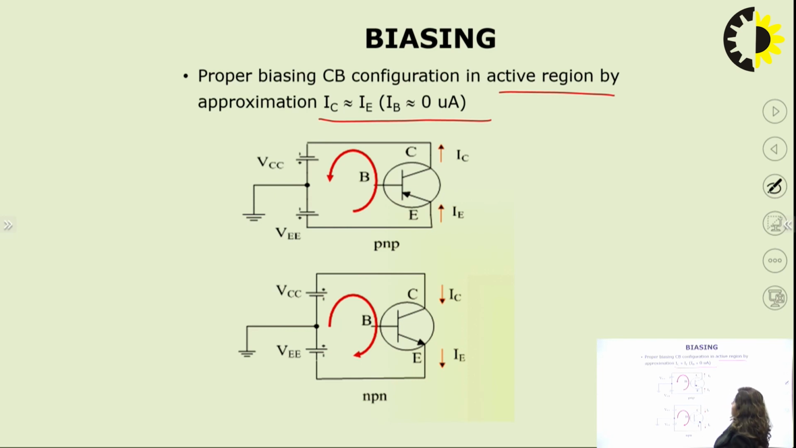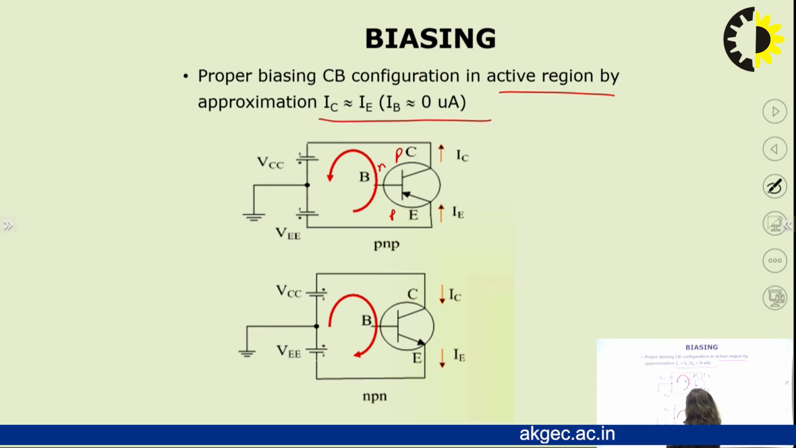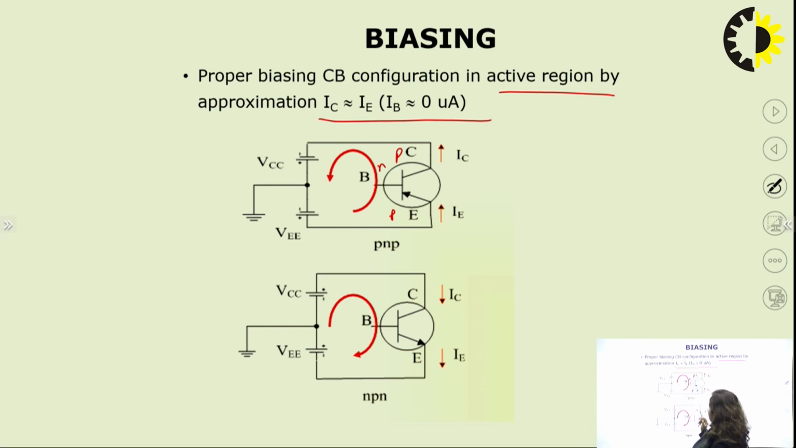We have the voltage VBE, and the current is IC, the collector current. For the PNP type of transistor, the current direction is from the P to the N side. We have two voltages, VCC on the collector side and VEE on the emitter side. Here we have applied the negative terminal to the P side and the positive to the N side.